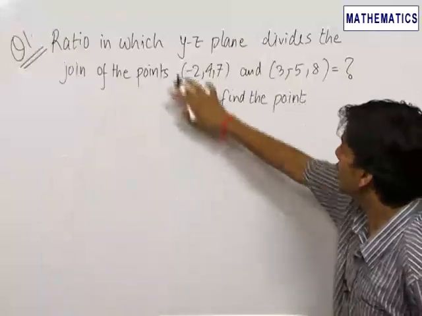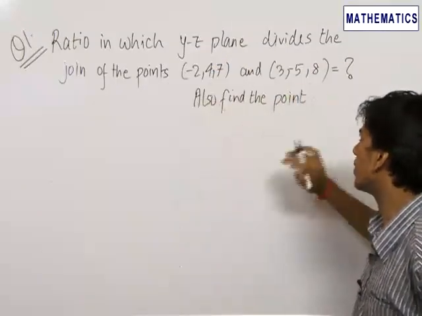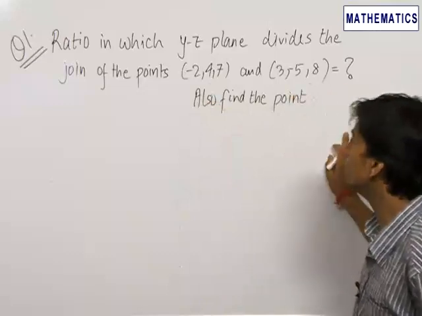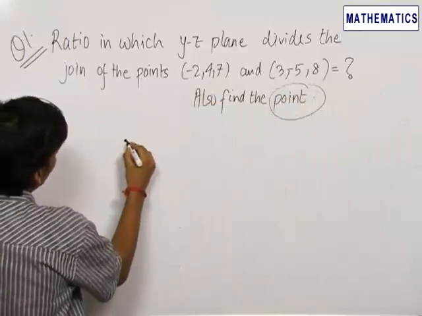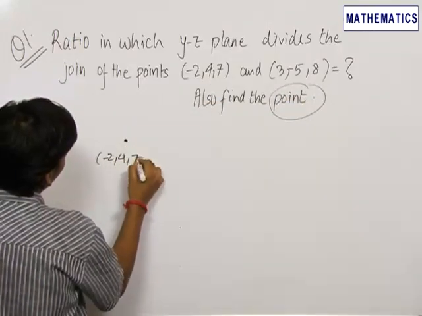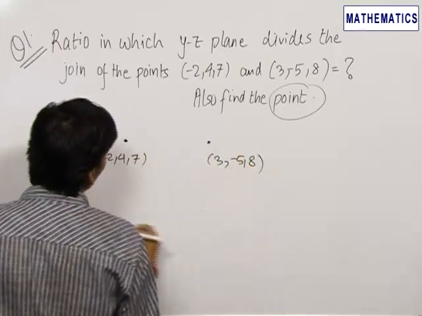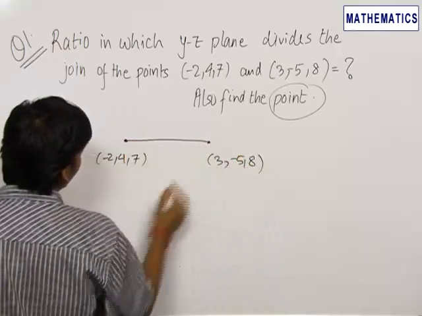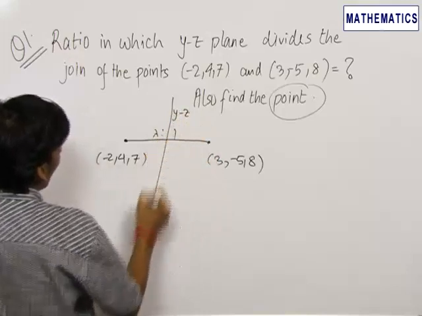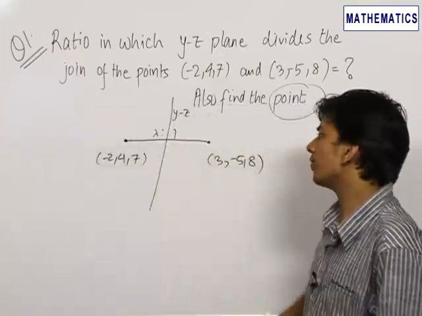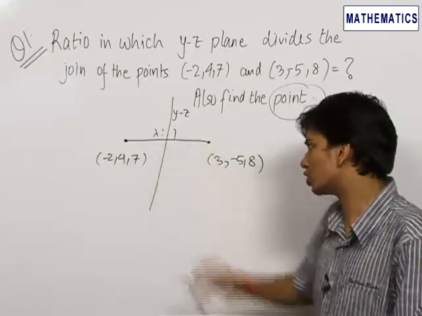We have been asked to find the ratio in which the YZ plane divides the join of the points (-2, 4, 7) and (3, -5, 8). We need to find this ratio and also the point of intersection. So let us draw the 2 points, (-2, 4, 7) and (3, -5, 8). This is the line joining them. Let the YZ plane divide them in the ratio λ:1. You could have assumed this to be m1:m2 also, but to keep it simple and the number of variables minimum, we take λ:1.